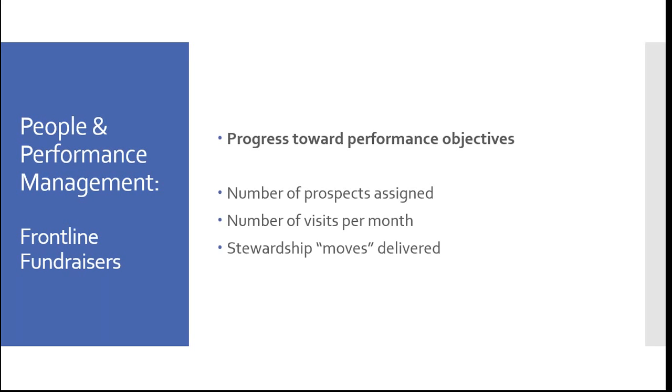I would encourage you to look at additional metrics like the number of prospects that are assigned. What's your portfolio size? And what's the diversity of that portfolio? Is it a good balance, a good mix of new donors, mid-term donors, long-term donors? Number of visits per month, setting expectation around that, number of stewardship moves delivered. Again, a combination of results-focused metrics along with process metrics I think is really important.